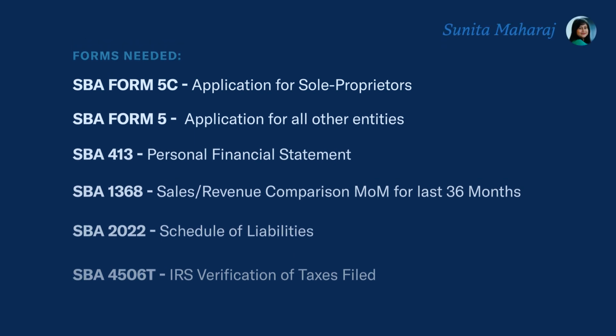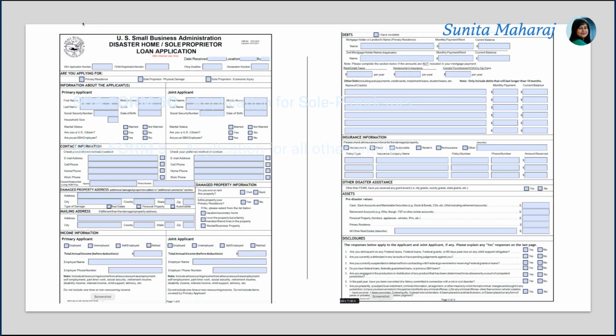We're going to start off with Form 5C, which is for sole props. This is pretty easy to fill out. You're going to go from, are you applying for? And it's going to be sole prop. You're going to pick the last one, the third box, sole prop, economic injury.